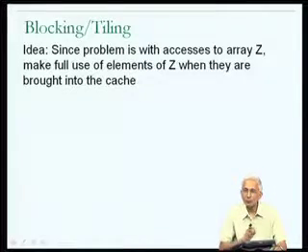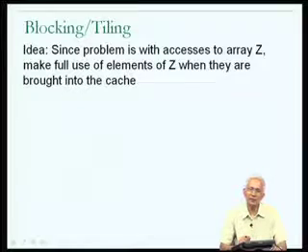But what we saw was that by doing this unrolling of the loop J and the loop K a little bit, we were actually able to make use of elements of Z a little bit more. Like when the element of Z, JK was brought into the cache, we were able to use its neighbor, and that was happening entirely because of the unrolling.